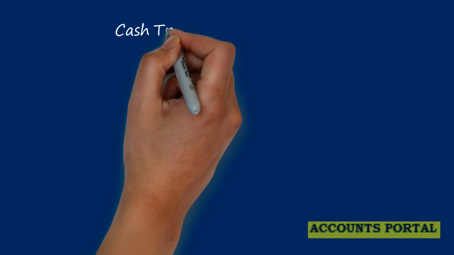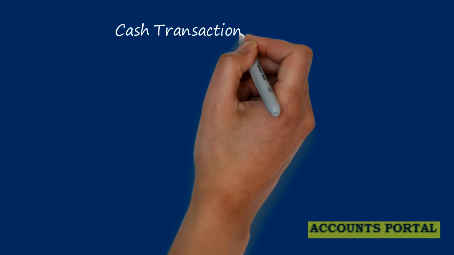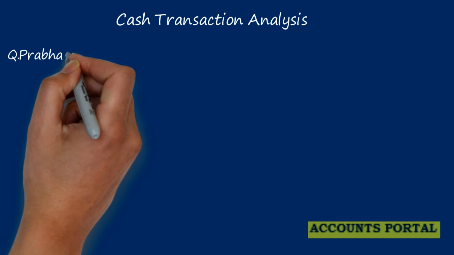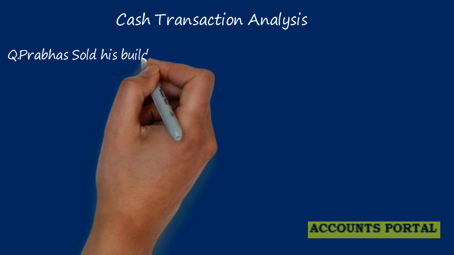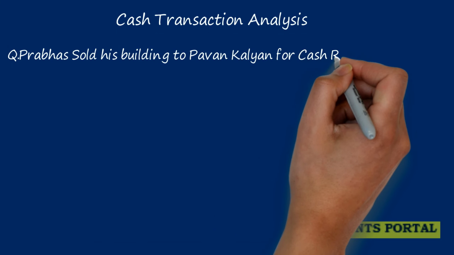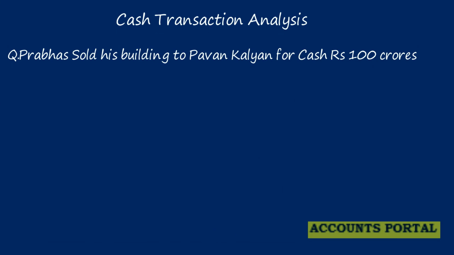Cash transaction analysis. Under cash transaction analysis, we are having three possibilities. First possibility is where the word cash is given in the transaction. We will learn through an example. Prabhas sold his building to Pavan Kalyan for cash rupees 100 crores. First, identify whether it is a monetary transaction or non-monetary transaction. Yes, here the building value is measured in terms of money. What is the value of the building? 100 crores.